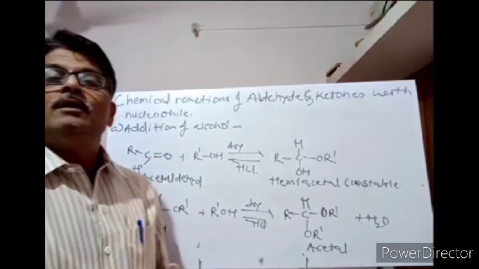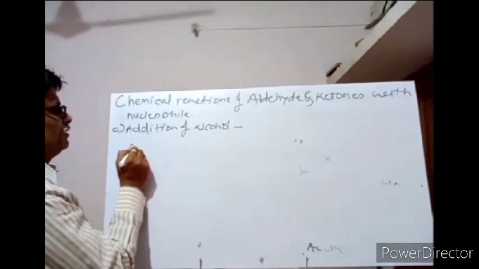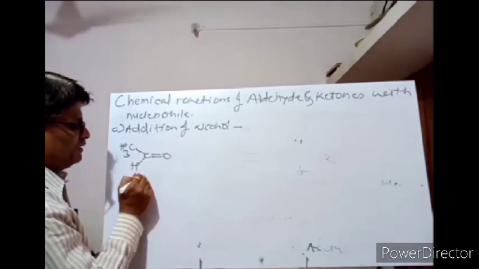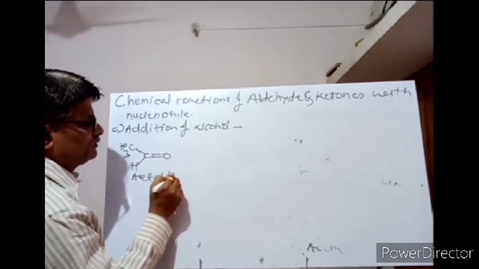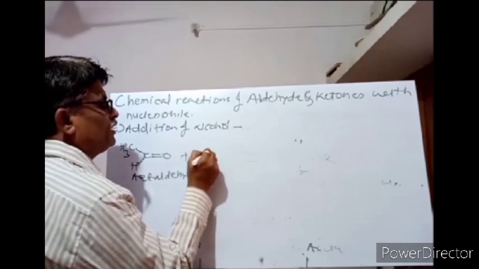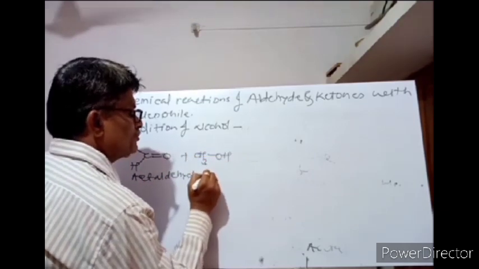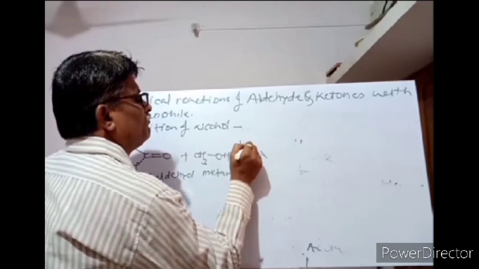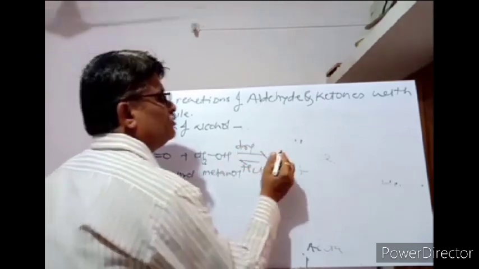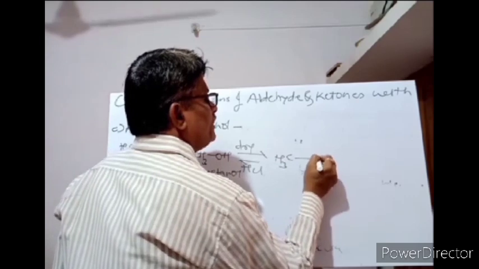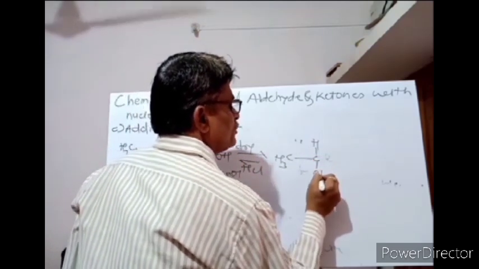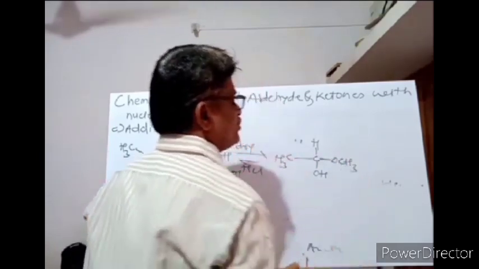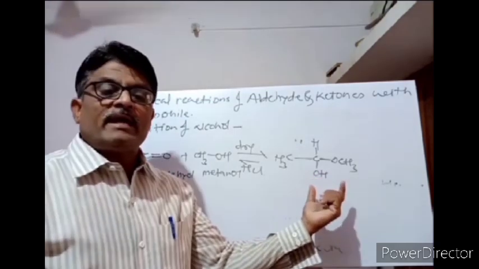If you want to see the example, here is CH3 C double bond O H. This is our acetaldehyde, when reacted with monohydric alcohol CH3OH. This is methanol, in presence of dry HCl, it gives us CH3CH(OH)OCH3. This is named a hemiacetal.